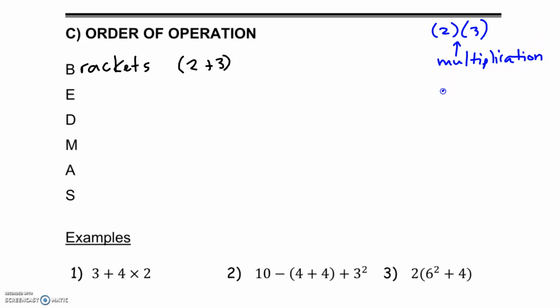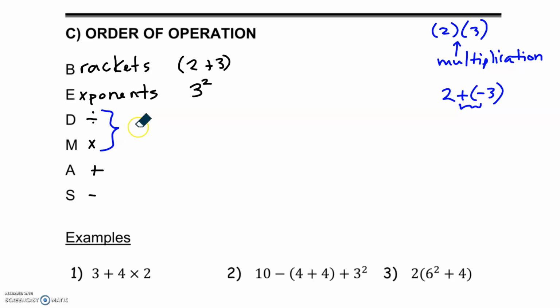We're also not talking about brackets that look like 2 plus a negative 3. These brackets are just separating the operators, the addition symbol from the negative sign. So we're talking about brackets where you actually have a question you can solve inside. E stands for exponents, and we've already talked about exponents. We know they look like a big number and a little number, 3 squared. Then we have D for division, M for multiplication, A for addition, and S for subtraction. Now when I have a question with only dividing and multiplying in a row, you solve left to right.